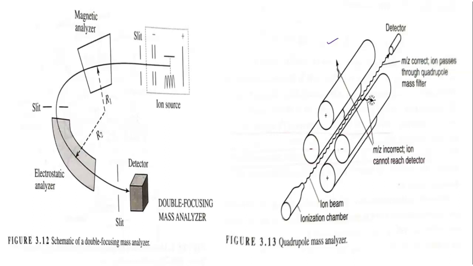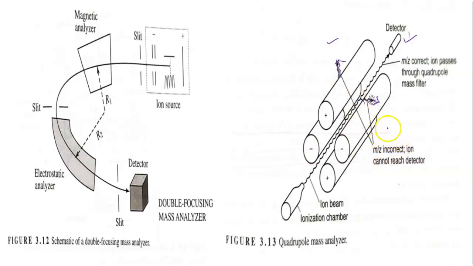So ions of your correct mass by charge ratio undergo stable oscillation of constant amplitude and travel down your quadrupole axis like this with a corkscrew type trajectory, and they will directly be detected in your detector like this. So you can see these are your ions that have been traveling like this, and these are the ions that have been ejected outside your cylindrical rods.